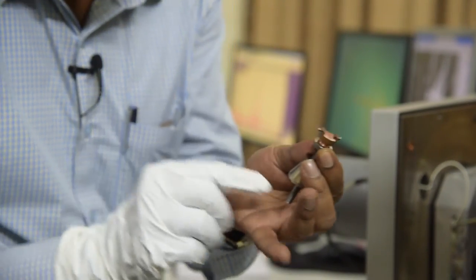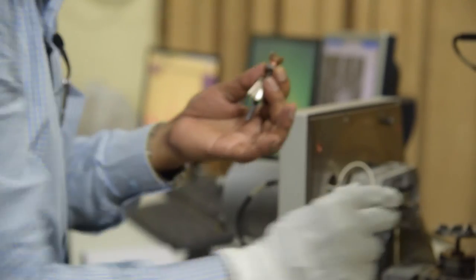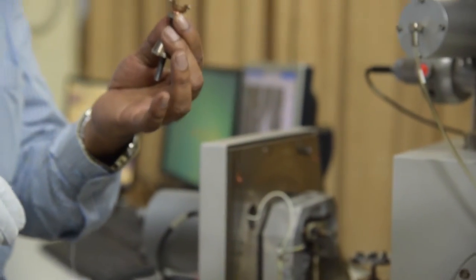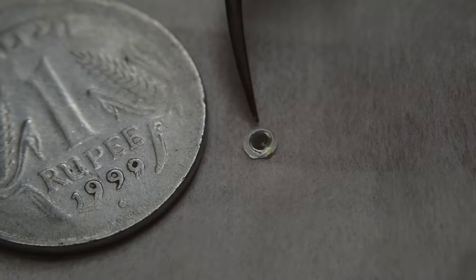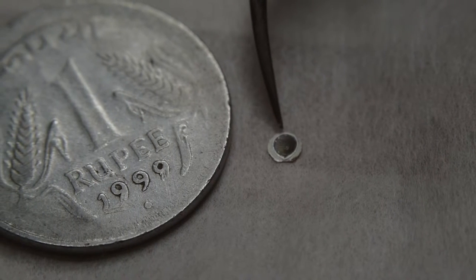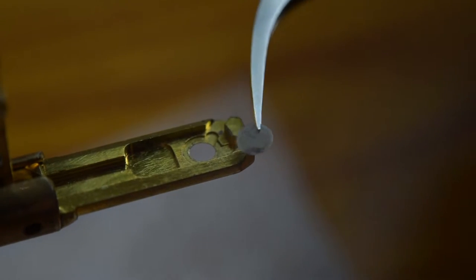So what you do is that this has to be taken out and it has to be placed inside. Transmission electron microscope will require a very, very small diameter. See, are you able to see? A small diameter, 3 millimeter disc. Similarly, you can have the carbon coated grid.